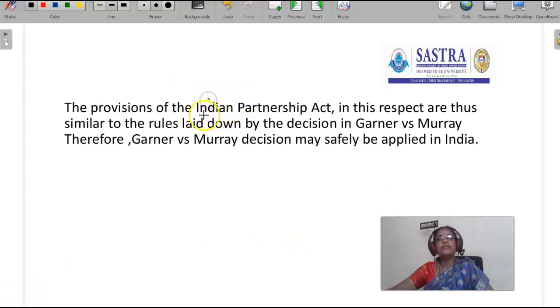The provisions of the Indian Partnership Act in this respect are thus similar to the rules laid down by the decision in Garner versus Murray. Therefore, the Garner versus Murray decision may safely be applied in India. In India, they apply the Garner versus Murray decision because they consider it a safe one.